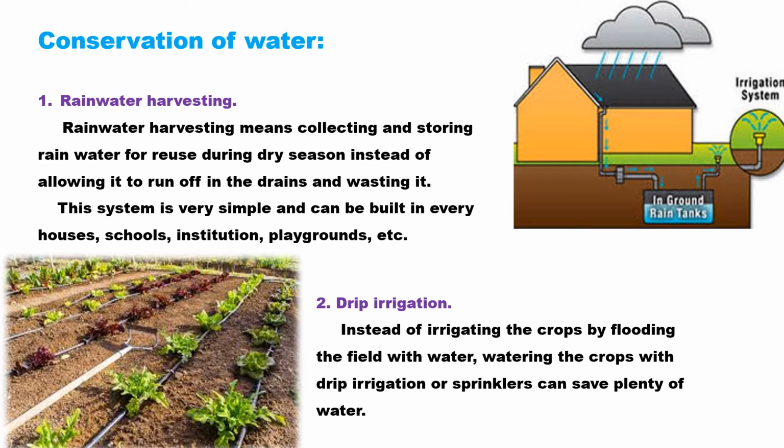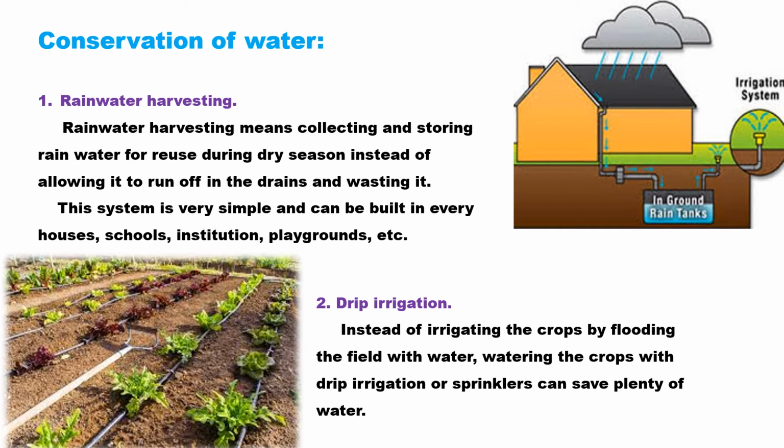So when we use those rainwaters for a particular period of time, it allows the groundwater level to recharge. The water level can increase, and because of this, the groundwater level can increase. So rainwater harvesting is one such method to conserve water.